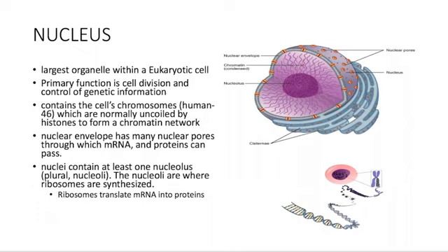The outer membrane is actually attached to the endoplasmic reticulum. This is where the genetic information is housed. Primary function is cell division and control of that genetic information. Replication, repair of DNA, transcription of the information stored in the DNA, and transcribed into RNA, which is processed into messenger, transport, and ribosomal RNA, which we talked about a little bit earlier.